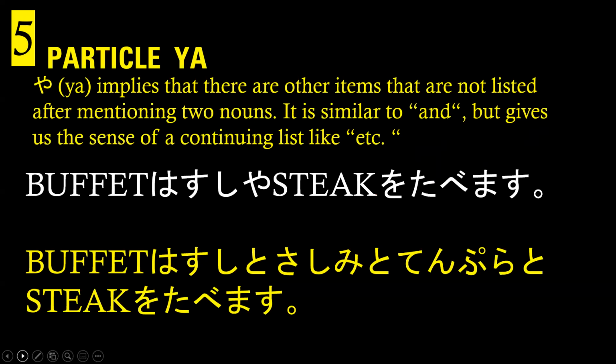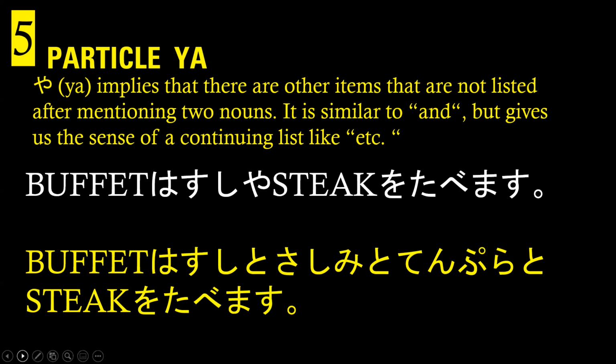Now, ya and to are both "and" for Japanese. However, there is a difference. So ya implies that there are other items that are not listed after the mentioned two nouns. So meaning to say ya could be a representative of those items. But when you use to, it's very specific, meaning to say yun lang talaga siya. So example, buffet. So we're talking about the buffet. Buffet wa sushi ya steak o tabemasu. So at the buffet, there is sushi and the like and steak. I eat it. Okay. So I will eat sushi and the like and steak at the buffet.